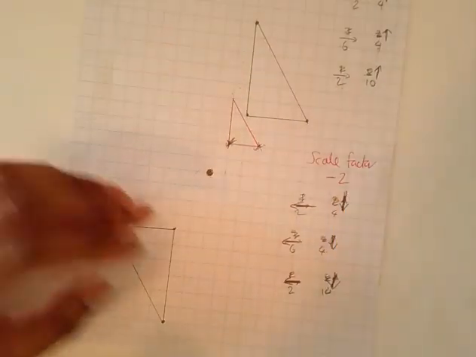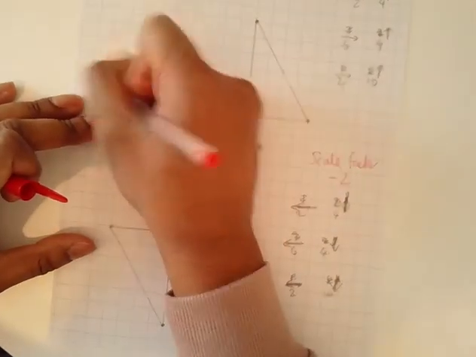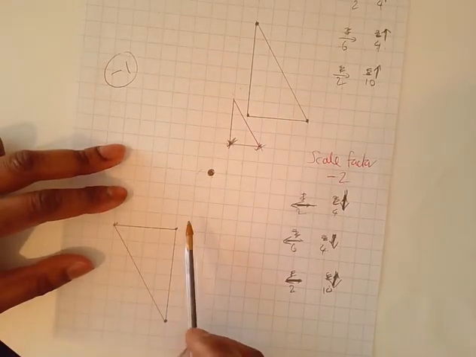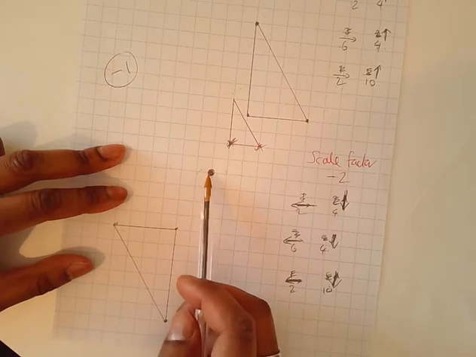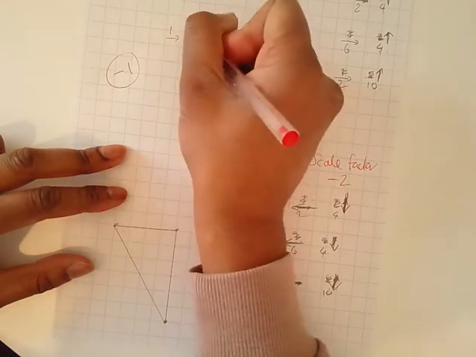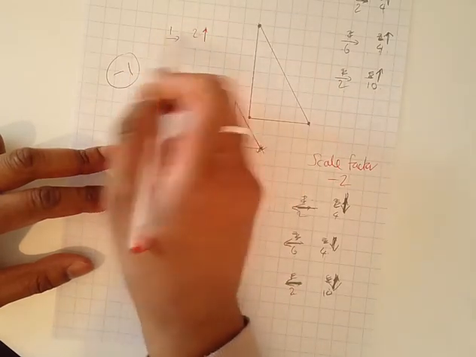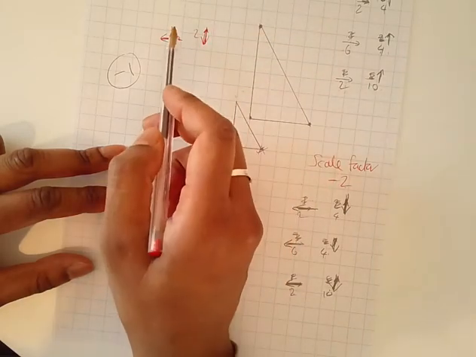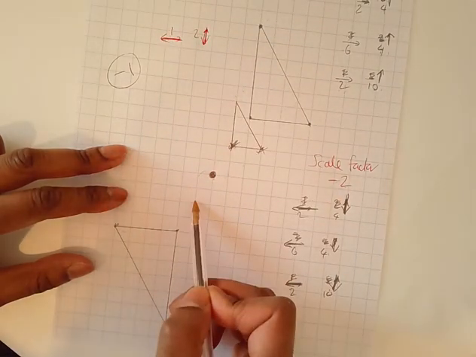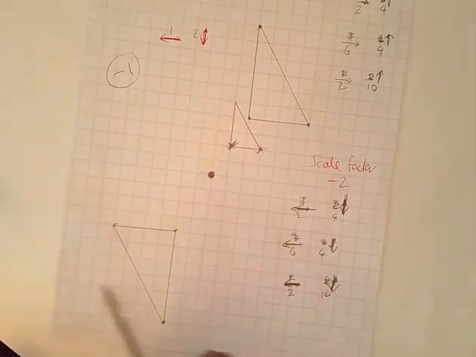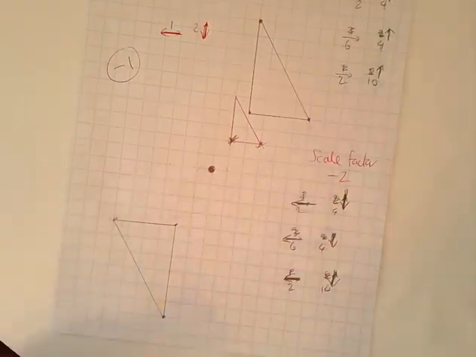You could get a scale factor of -1. All you'd have to do, for example, from here to here, it's 1 to the right, 2 up. But if you multiply by 1, the numbers don't change. It's just the arrows that change direction. So that'll be 1 to the left, 2 down. So basically it'll be the same shape, same size, upside down, somewhere over here.